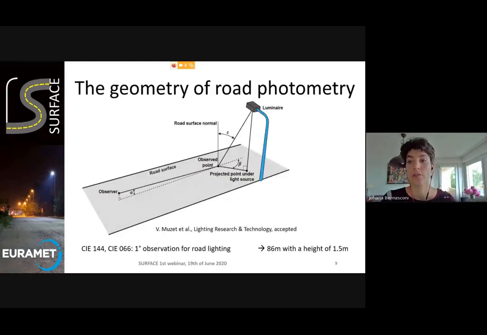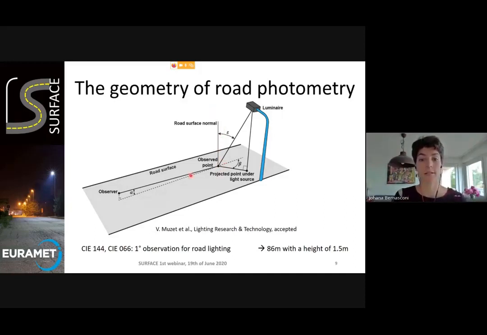So the geometry of road photometry. So here is an image that represents all the quantities that we want to consider. So when we have a luminaire, usually we know quite well the behavior of this luminaire. So usually it's characterized how it emits light. But then the light will be shined onto the surface, and the observer will look at the point on the surface.